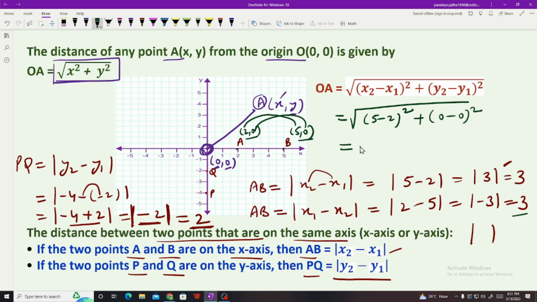So here it is: root of 5 minus 2 is 3 square, and you know the root of 3 square is 3. So that's what I said here. Whether you use this formula or this formula, you get the same answer. So in short, you can use the modulus of x2 minus x1 if the points are on the x-axis.